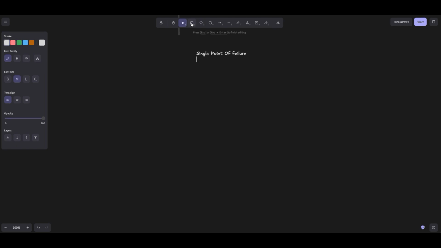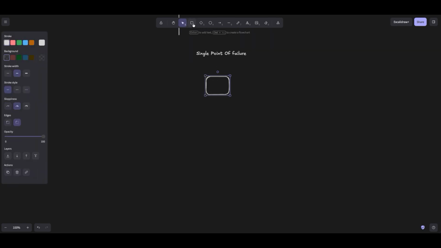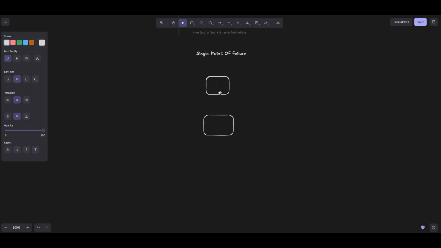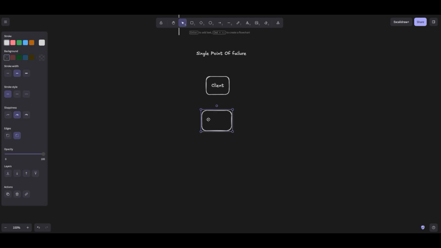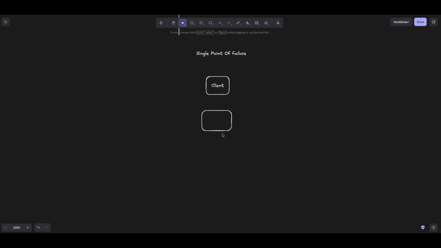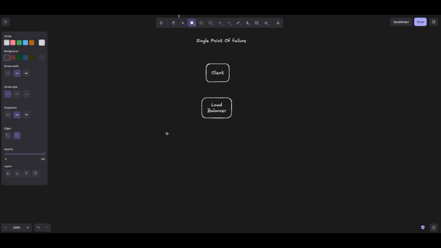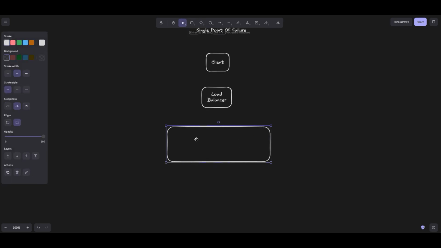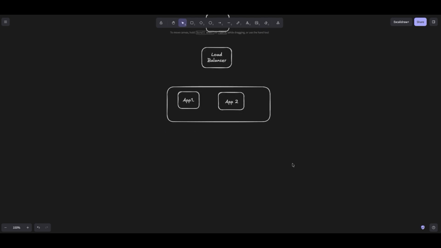In system design, whenever we are designing an application, we have multiple servers. All these servers are called nodes. For example, this is the client, so we call it a client node, or we can also call it a client server. Then we have a load balancer to handle the requests. This is also one node. Then we have the application server where our actual application services are running. Another node.